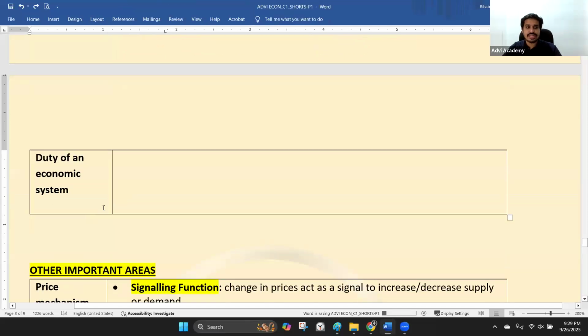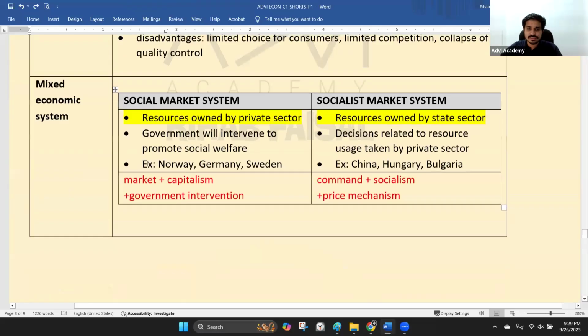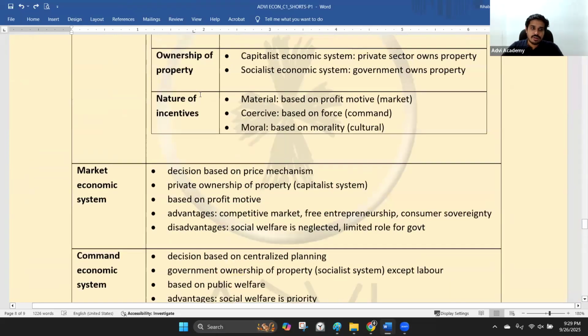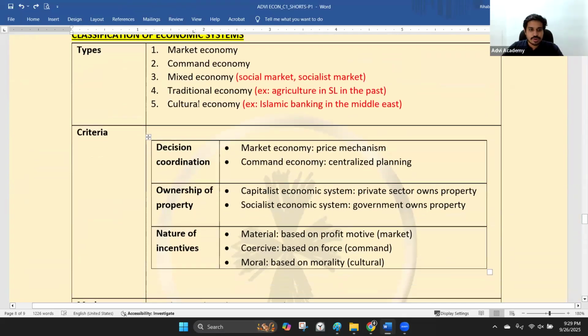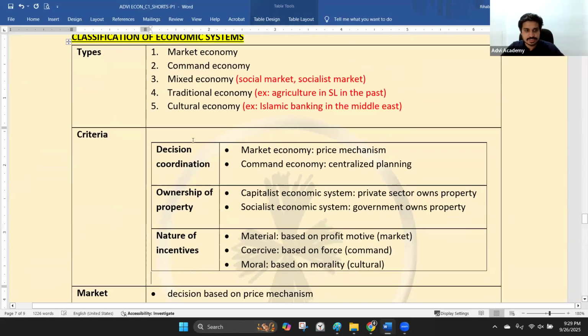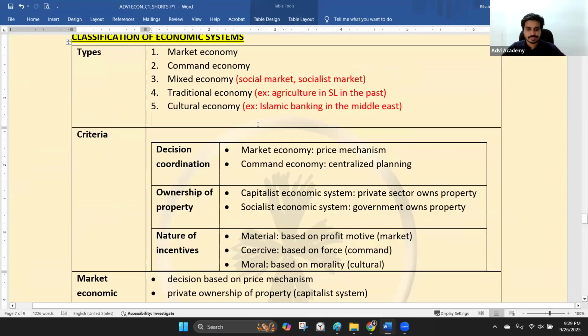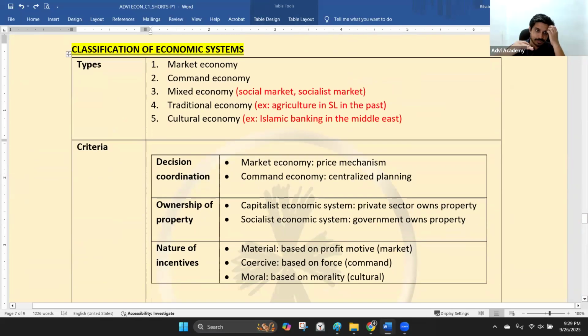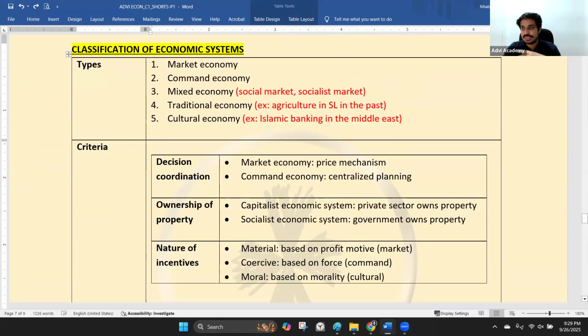Understand? So that is basically how the economic systems work. So you have your types and you have your criteria. Can you take a screenshot? Take a screenshot of this one, classification of economic systems and criteria. So this is the most important thing for you to remember. There are a lot of questions that come from this section. Take a screenshot of this.